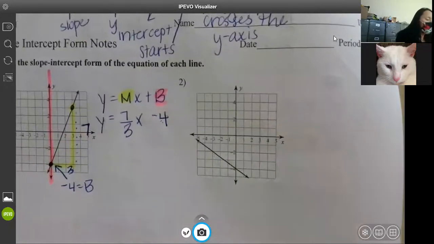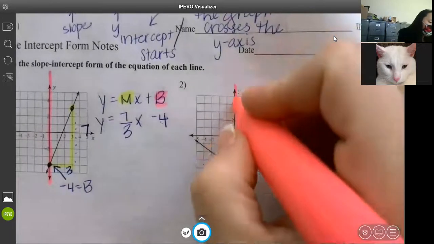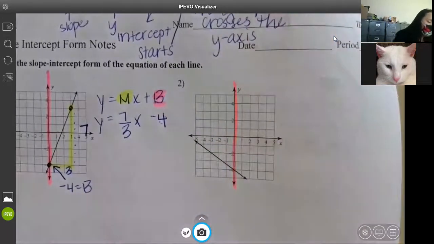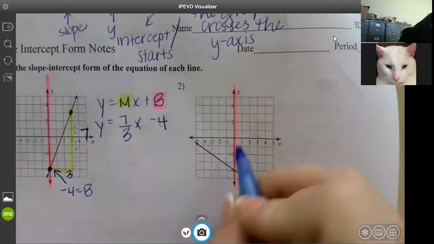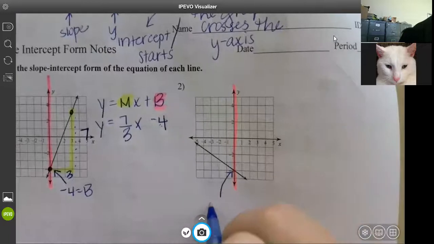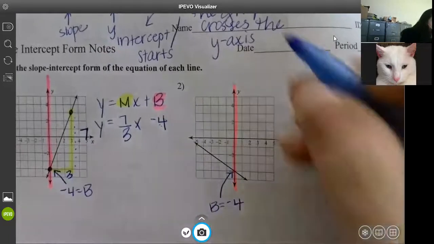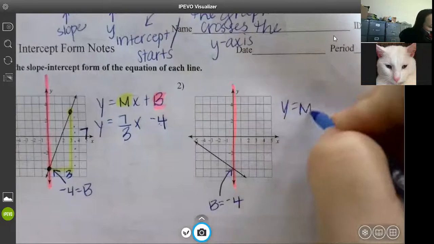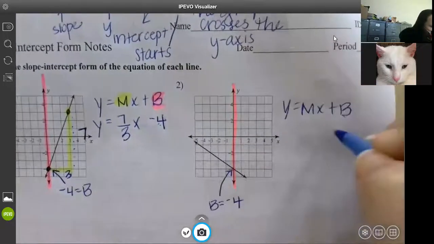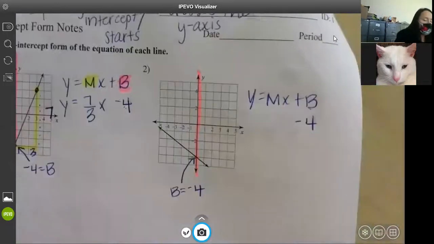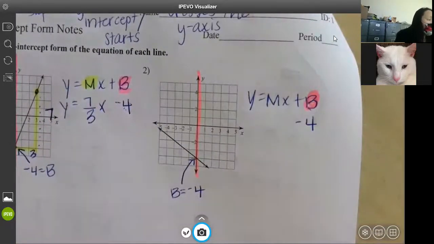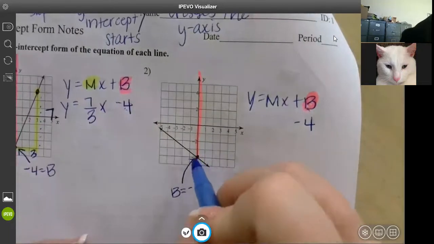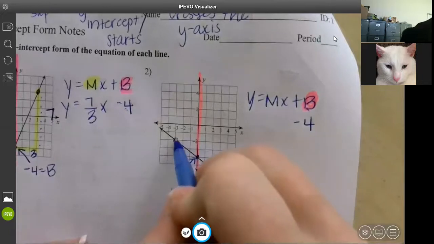So look at it again. Here's your y-axis. Where does it cross the y-axis at? -4. So again, we're plugging into y equals mx plus b. And we said b was -4. We're going to do our slope. We have to find 2 perfect points. So this is one of them. We're going to find another perfect one right there.